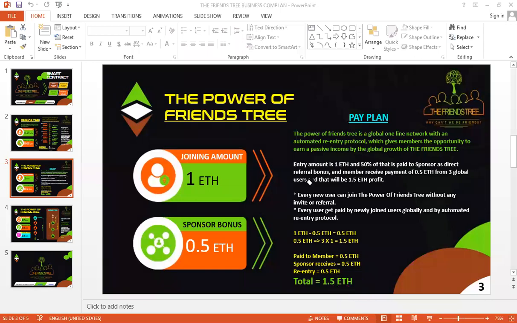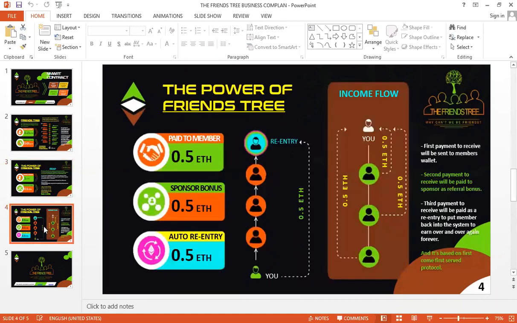Good. So we have it. As in the entry amount, one Ethereum, minus 0.5 Ethereum, whereby the remaining 0.5 Ethereum actually places you in the global network to receive 0.5 Ethereum from three people, and that will make a total of 1.5. So we'll be looking at this really quick over here on the next page.